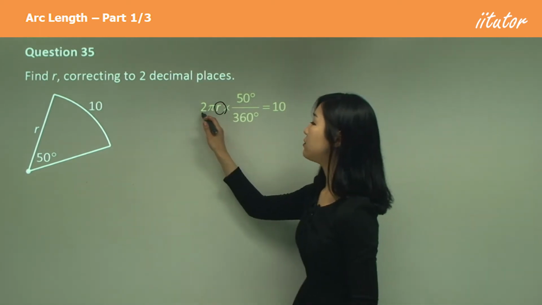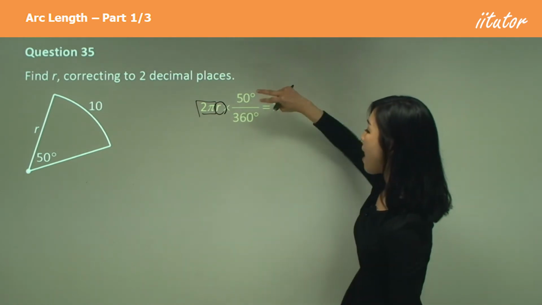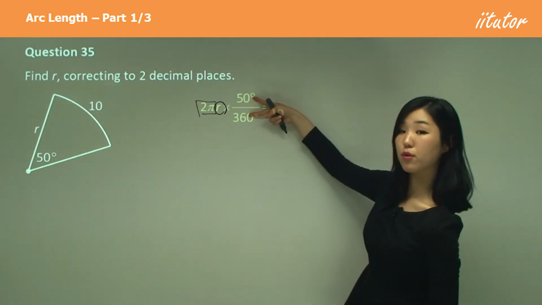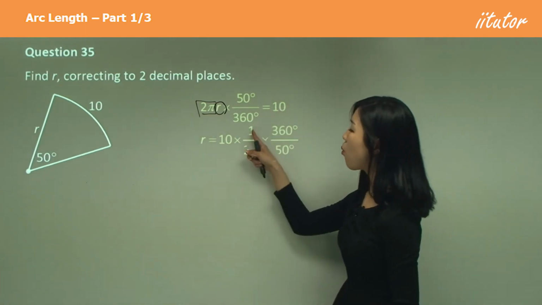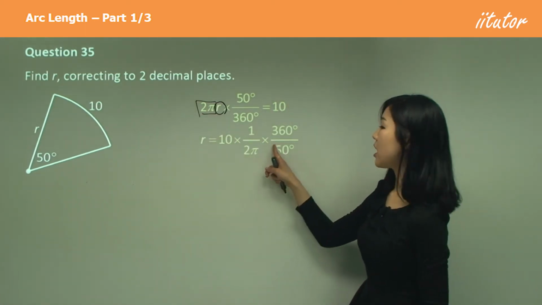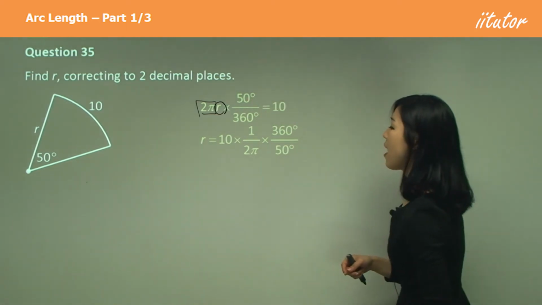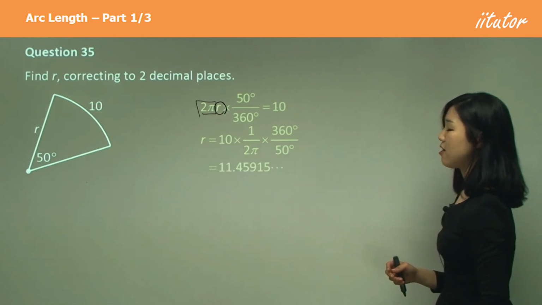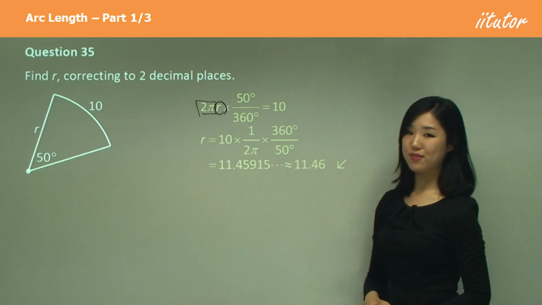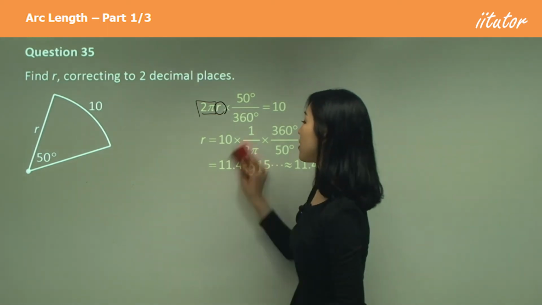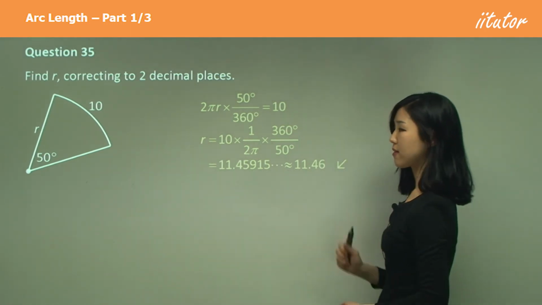So again, we divide by 2 pi or multiply by 1 on 2 pi, and then we flip that one around, the reciprocal, and multiply it to there. So r is 10 times 1 over 2 pi times the reciprocal, so 360 over 50. And then plug that into your calculator and you get something like that. 2 decimal places, that's your answer, 11.46. Okay, so again, be careful when you're solving algebraically to find the pronumeral, okay? Please practice that for me, guys.